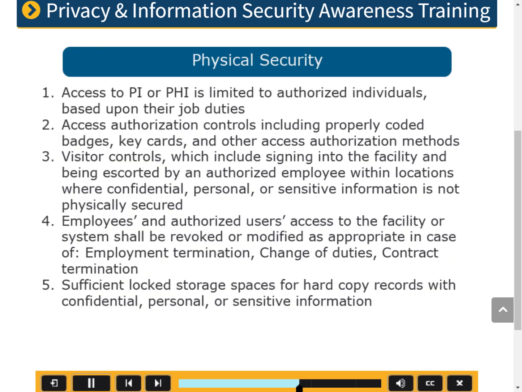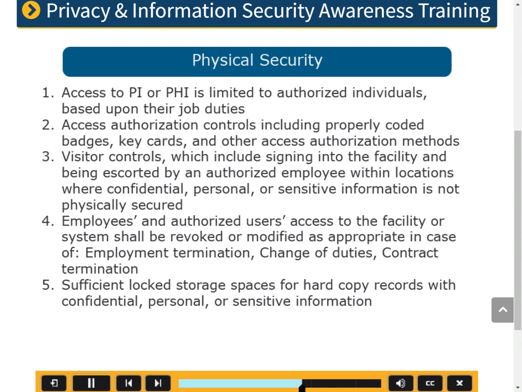The physical security where confidential, personal, or sensitive information is created, stored, used, or viewed includes the following physical safeguards. 1. Access to personal information or personal health information is limited to authorized individuals, based upon their job duties. 2. Access authorization controls including properly coded badges, key cards, and other access authorization methods.